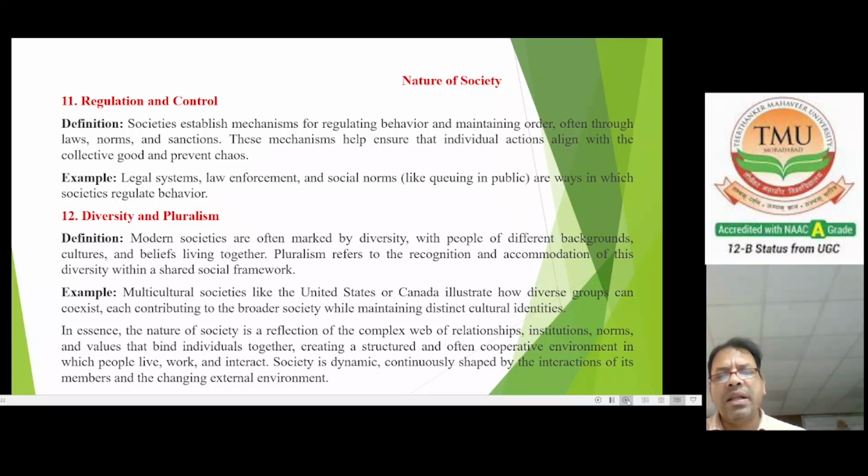Multicultural societies like the United States and Canada illustrate how diverse groups can coexist, each contributing to the broader society while maintaining a distinct cultural identity. In essence, the nature of society is a reflection of a complex web of relationships, institutional norms, and values that bind individuals together, creating structures of a cooperative environment in which people live, work, and interact. Society is a dynamic system continuously shaped by the interactions of its members and changing external environments. This is the essential feature of the nature of society.